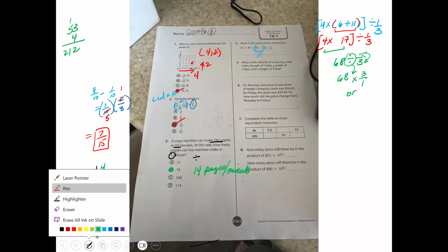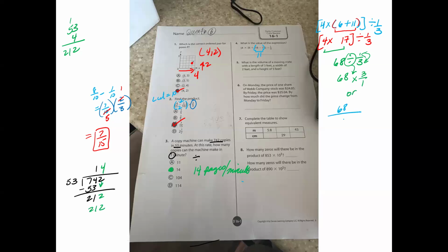Or if you didn't do it that way, here's another way. If you did 68 divided by 1/3, that's the same thing, right? Pay attention, stop eating. Which is the same thing as 68 times 3 over 1, right? So let's do this. What's 68 times 3? 204. Good. Okay, number 5.